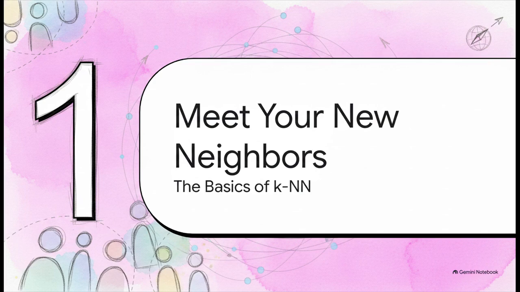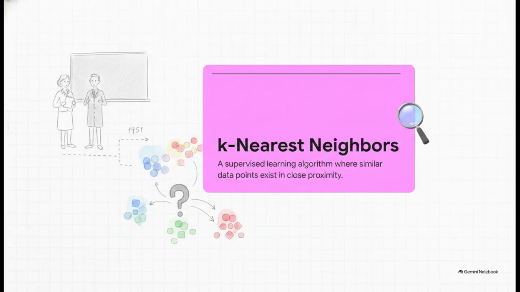Meet your new neighbors. The basics of KNN. So, way back in 1951, these two researchers, Evelyn and Joseph Hodges, actually formalized this exact principle. They created KNN as a supervised learning algorithm, which just means it uses labeled training data to make its predictions. And the whole thing operates on one incredibly straightforward rule. Things that are alike naturally tend to physically cluster together in space.